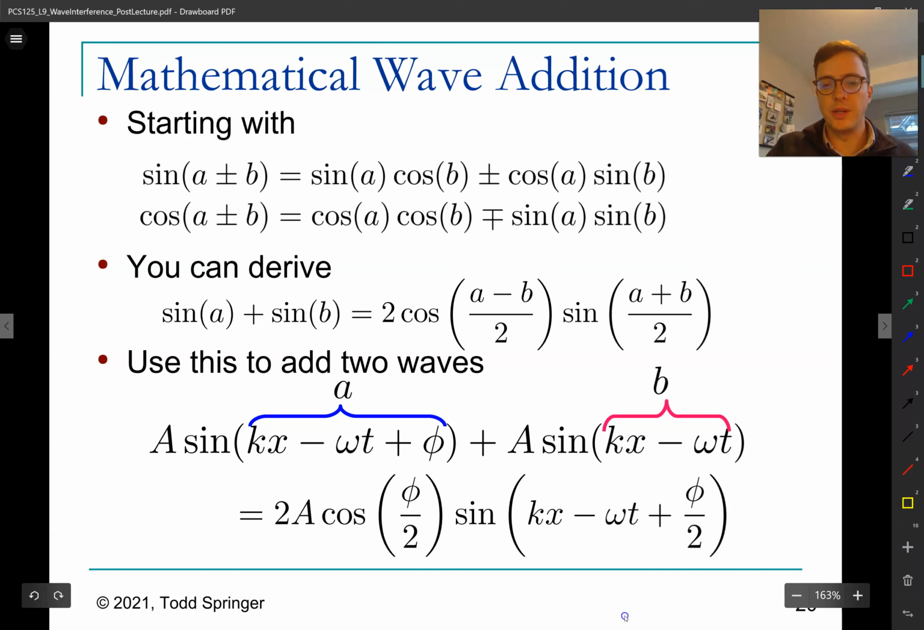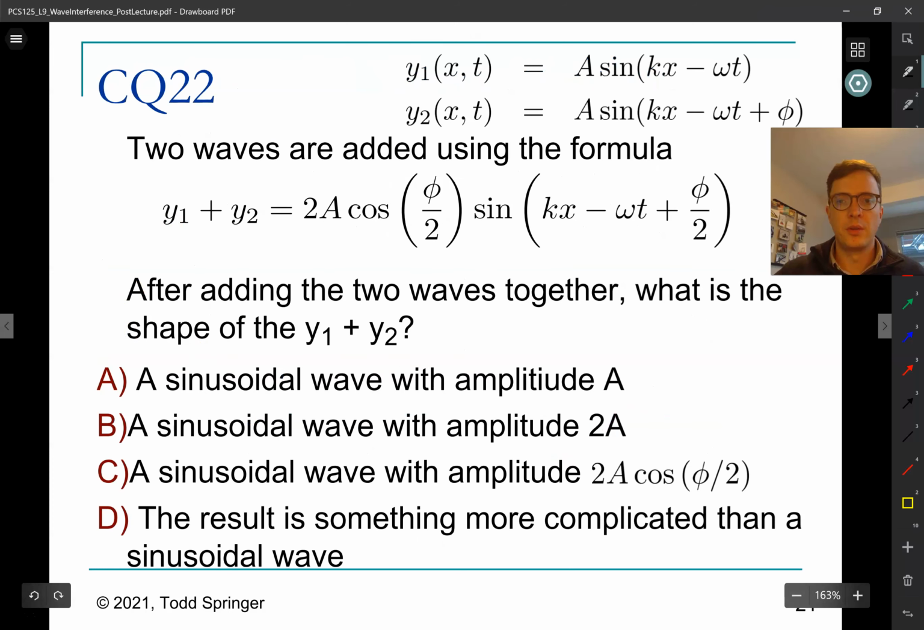When you simplify it, you end up with this formula. That's the formula for the sum of two waves with the same amplitude, the same frequency, but a phase shift of phi between them. Let's think about what this formula means. We have two waves, same amplitude, same frequency, different phase, and when you add them using those trig identities, you get this formula. So what is the shape of the wave y1 plus y2? Here are your choices: a sinusoidal wave with amplitude A, with amplitude 2A, something other than a sine wave, or a sine wave with amplitude 2A cosine of phi over 2? Go ahead and pause the video.